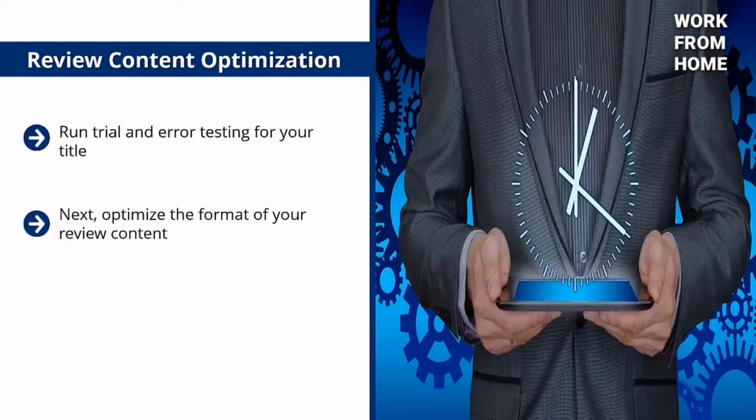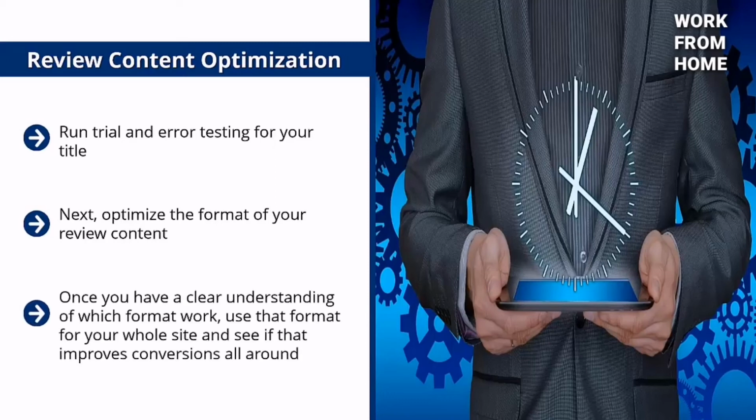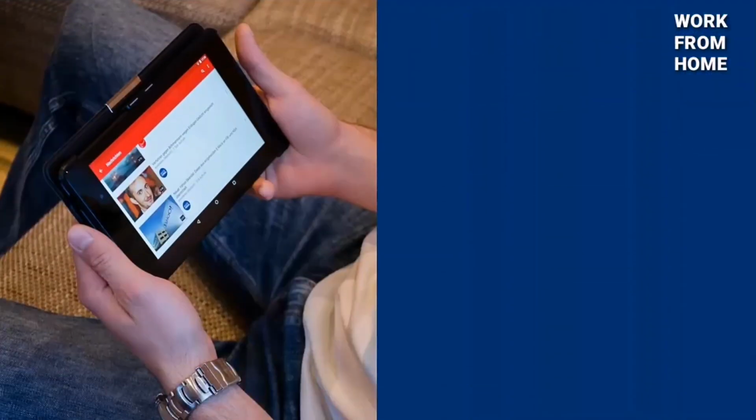Next, optimize the format of your review content. Pay attention to how you set it up, and then come up with different versions of how your review is set up. Maybe review different products. See if this format change has an impact on ad click-throughs as well as ad conversions. Once you have a clear understanding of which formats work, use that format for your whole site and see if that improves conversions all around. Keep making variations until you find one that works at a predictable rate.